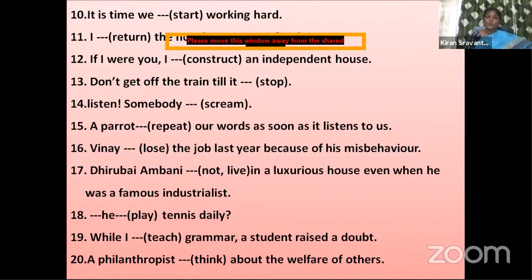And when we write a negative sentence after does, we don't again add s or es to the verb. After does, we add V1. So, does he play tennis daily?